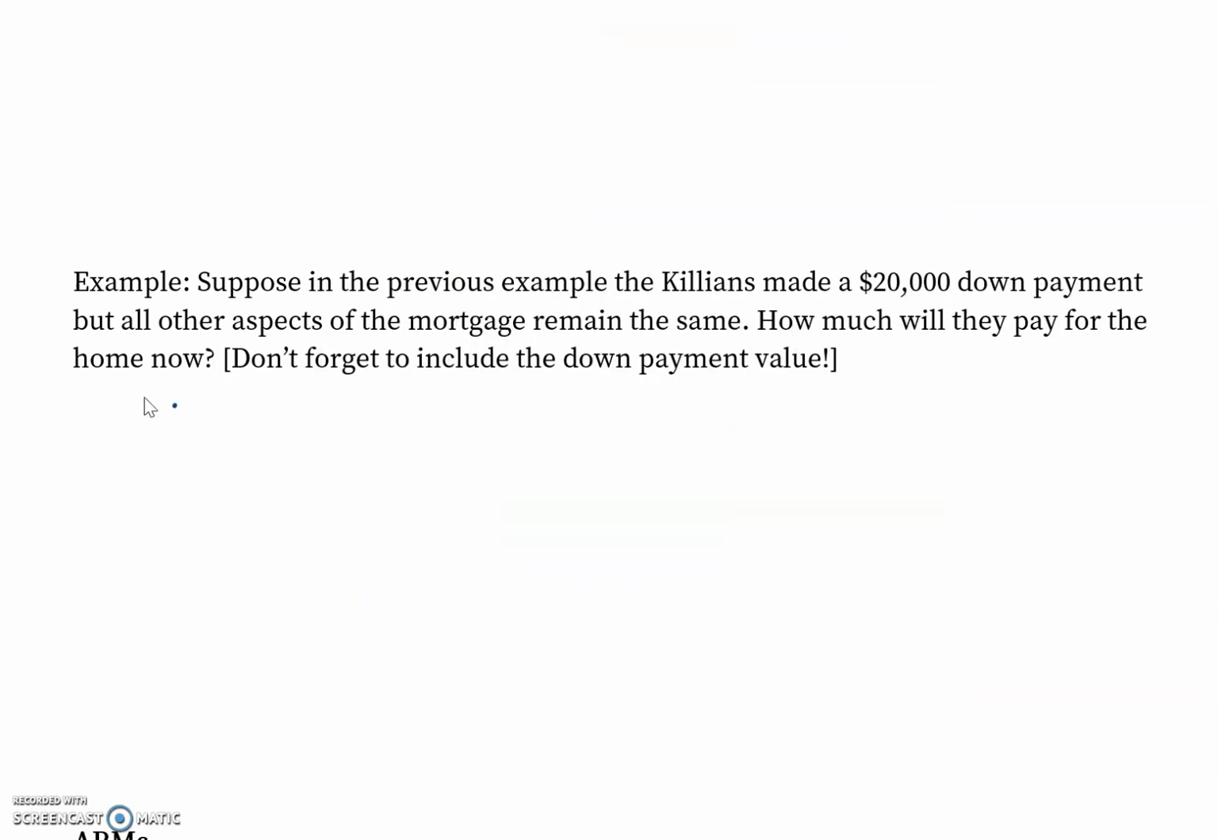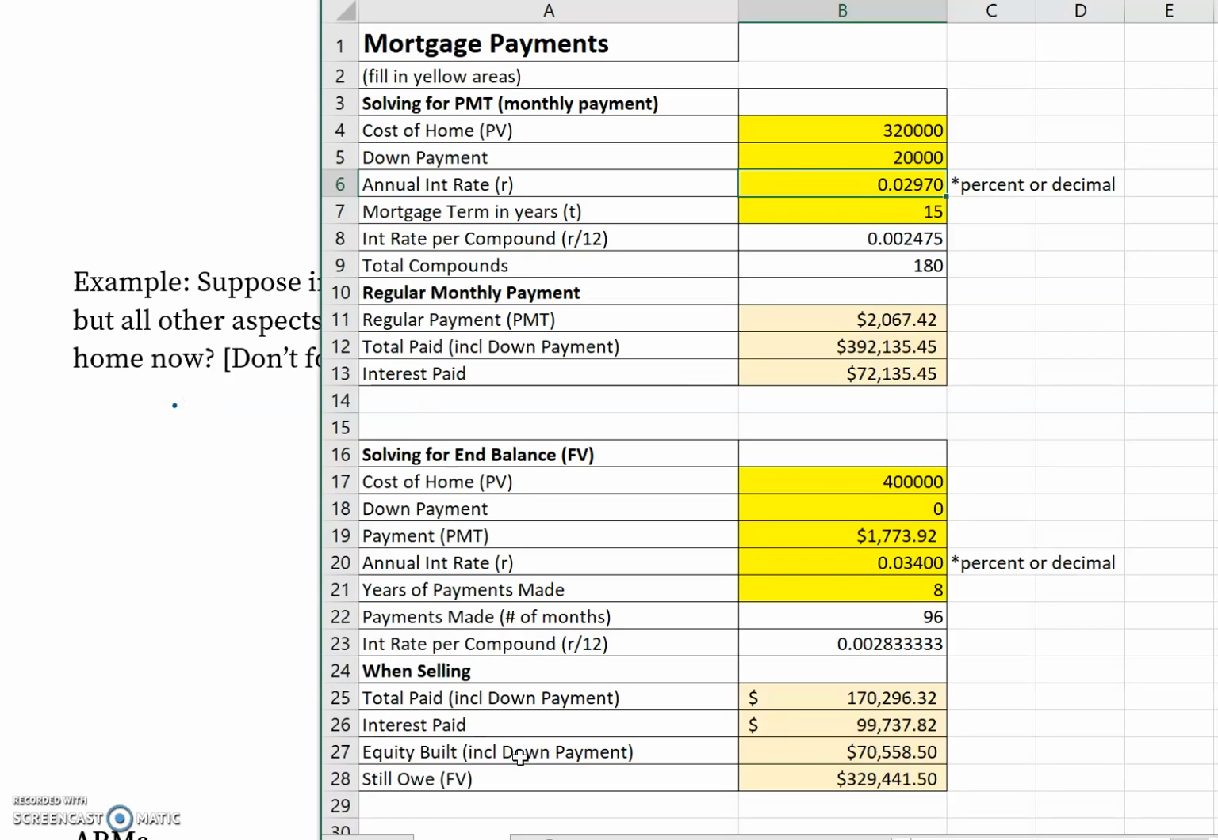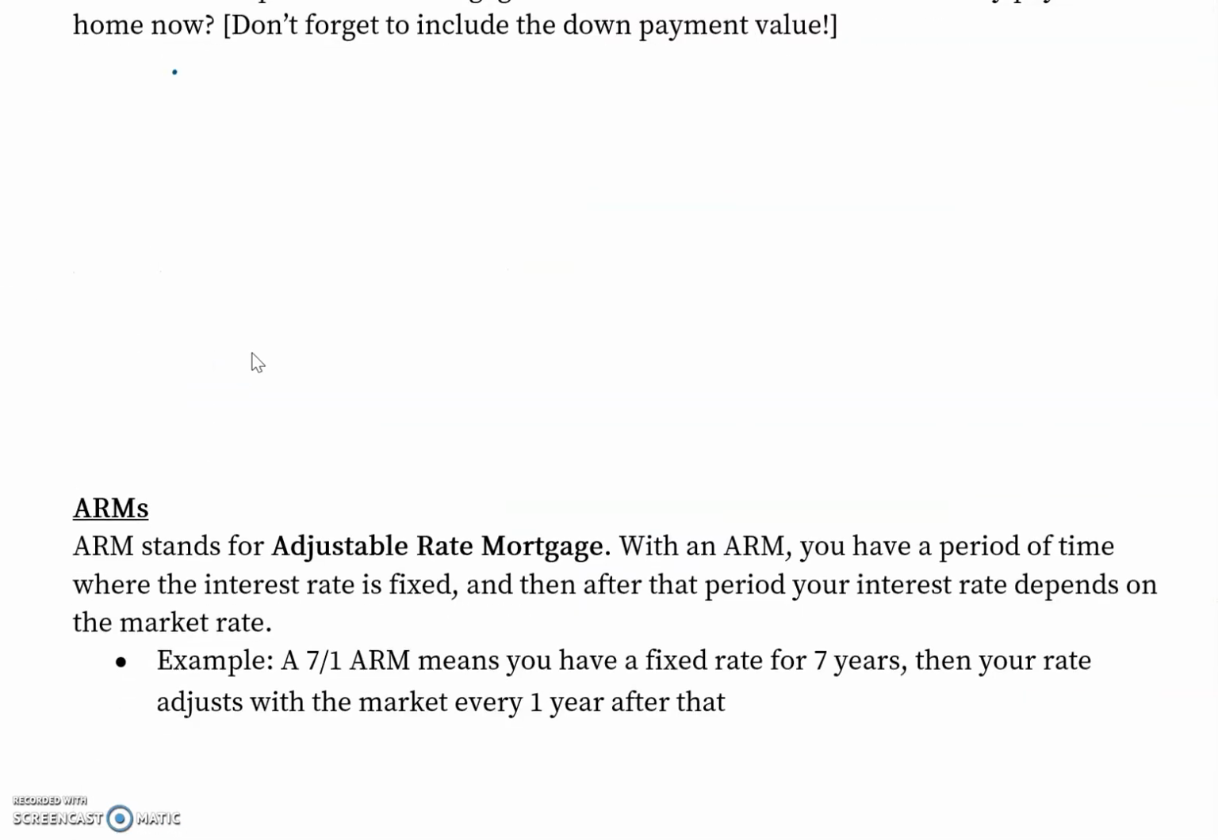So how much will they pay for the home now? Again, just make sure you're interpreting the right amount. That would be the total paid. So now it's $392 and some change. Great. All right, and then I just wanted to mention one other thing.